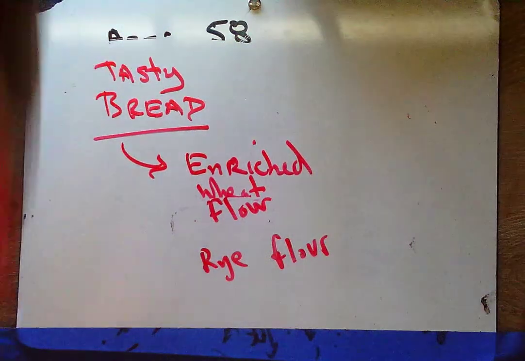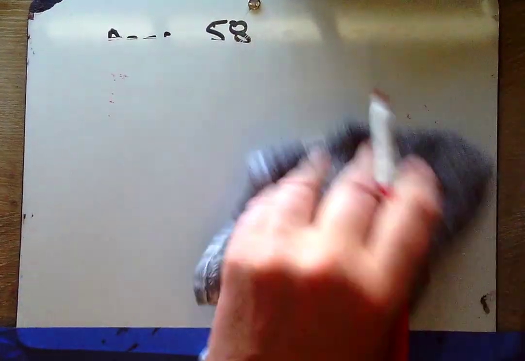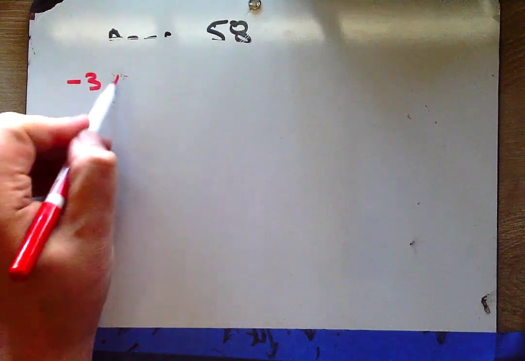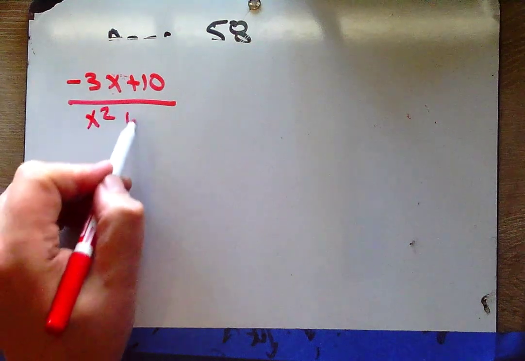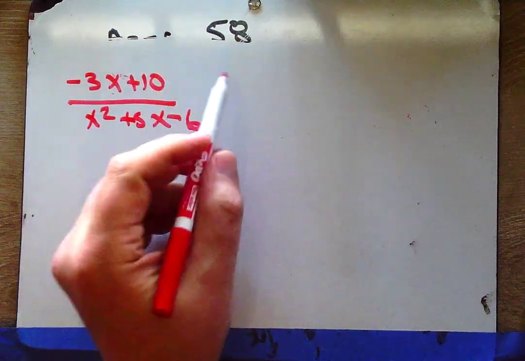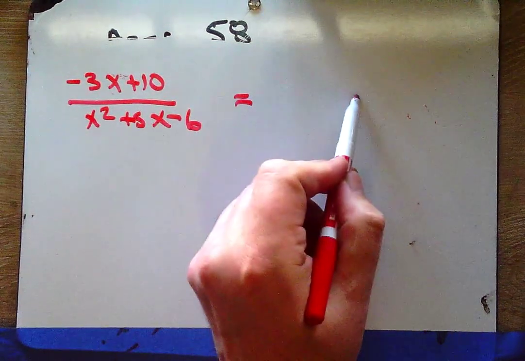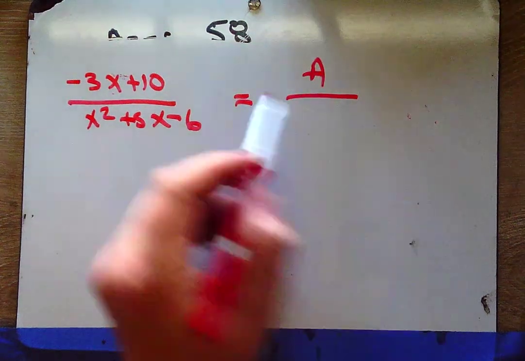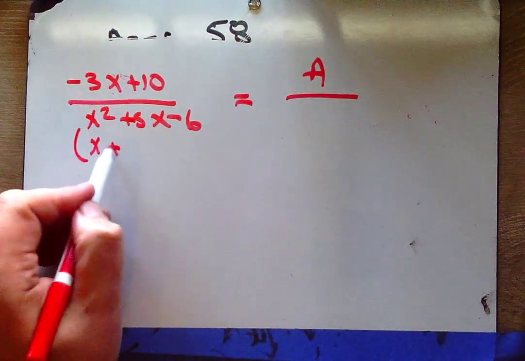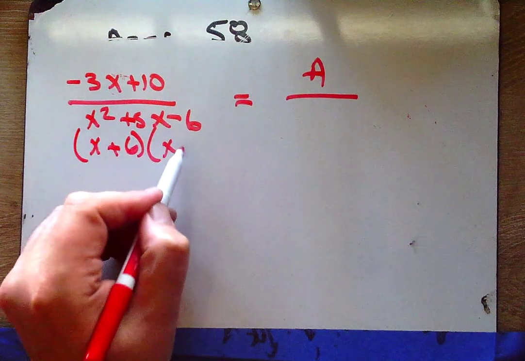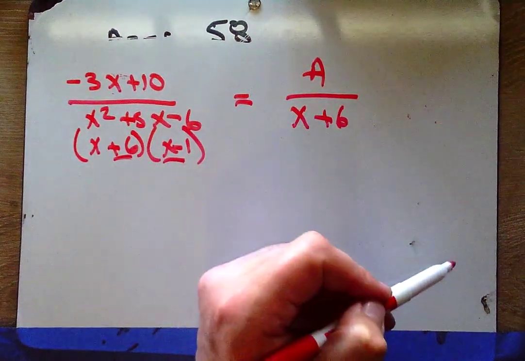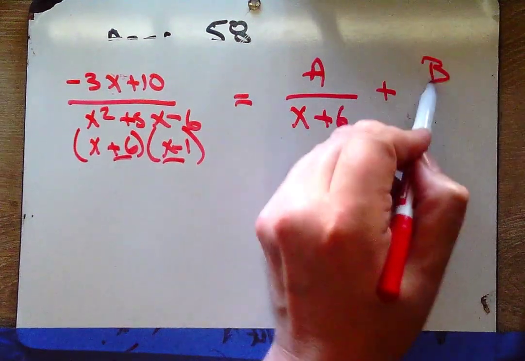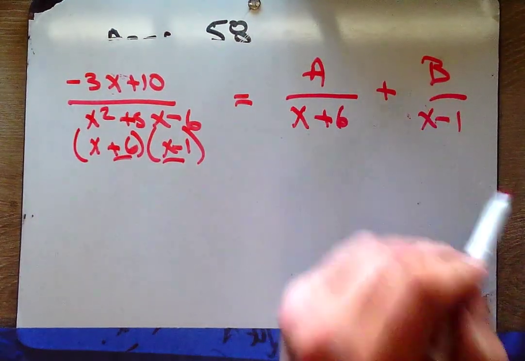Well, we're kind of doing that with this partial fraction decomposition. We're starting off with negative 3x plus 10. And we want to break it down into some amount of, these are my flours, some amount of wheat flour and some amount of rye flour.